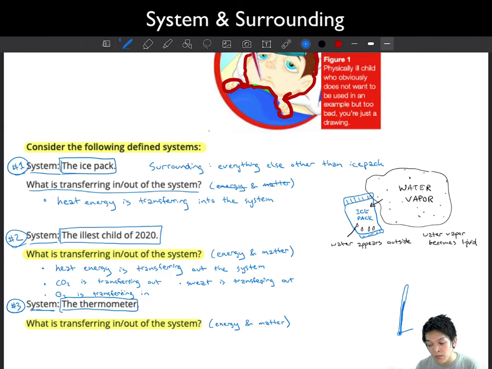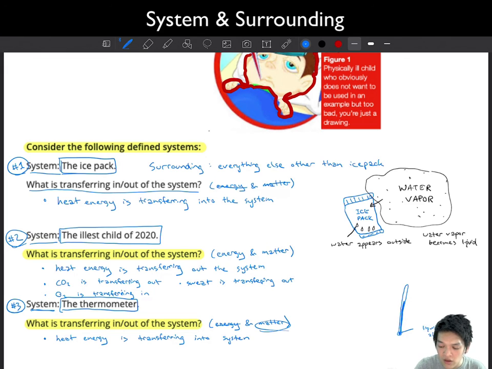That's going to increase the temperature of the alcohol, and increased temperature means there's more average kinetic energy of those particles, and it causes them to bump into each other and push that liquid up the narrow neck of the thermometer. And that's how an alcohol thermometer operates. Okay, so yes, the system does get energy transferred into it if the system is a thermometer. So heat energy is transferring into the system. Definitely energy does transfer in.